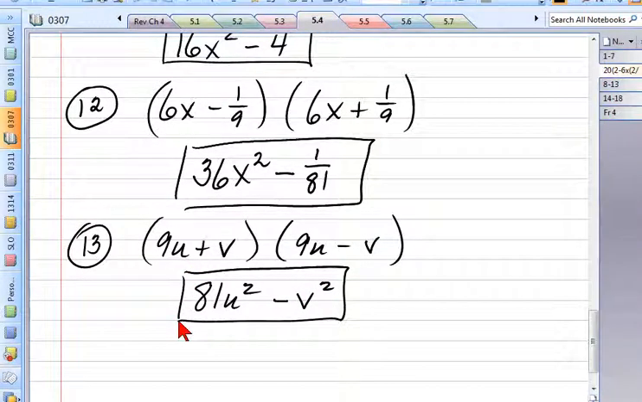In 5.4, you've had FOIL, squaring a binomial, and sum and difference products. Okay, so that concludes 5.4.